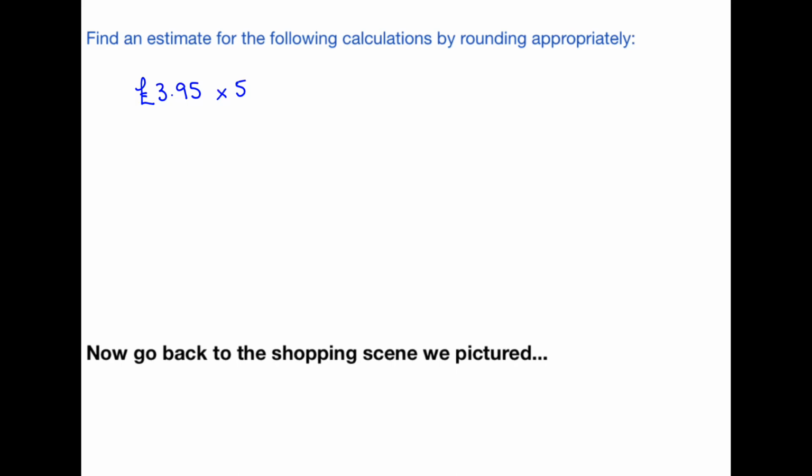So if we had to buy 5 items at £3.95, rather than working out £3.95 times 5, what would be an appropriate rounding to do here? What would be an appropriate amount to estimate with rather than £3.95? Well, £3.95 is so close to £4, isn't it, that £4 would be a good estimate. And £4 times 5 we know is £20. So our estimate for £3.95 times 5 would be £20.